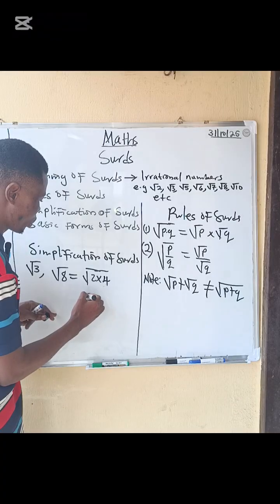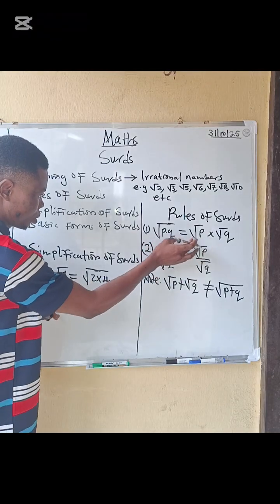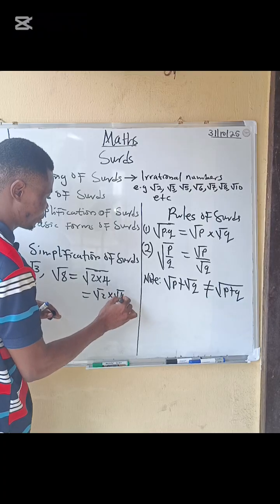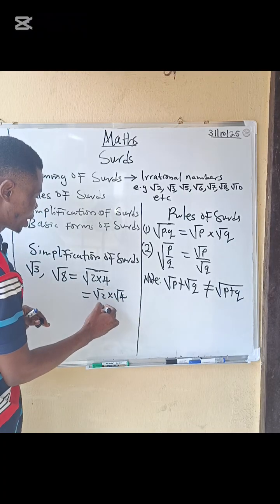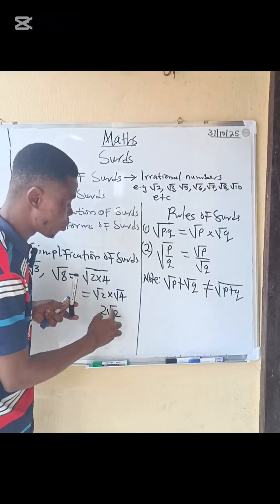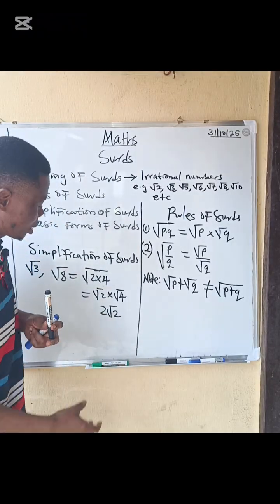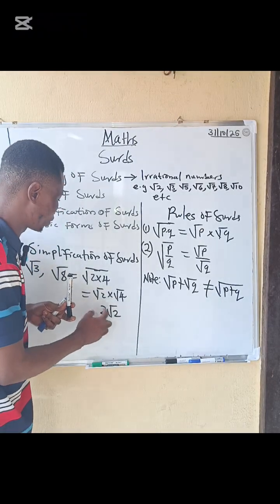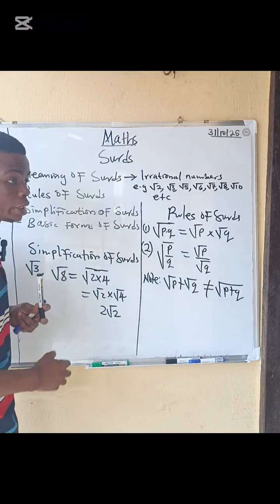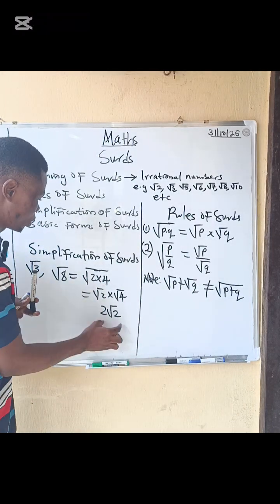Remember, we can split this using the rule. So you have root 2 multiplied by root 4. The square root of 4 is 2, so that is 2 root 2. Now we can say this is in basic form because we cannot break it down any further. So this is the basic form of root 8. If you are asked to take root 8 to its basic form, you should break it down to this form.